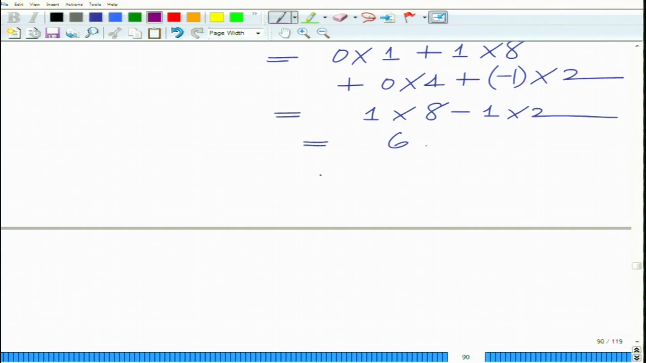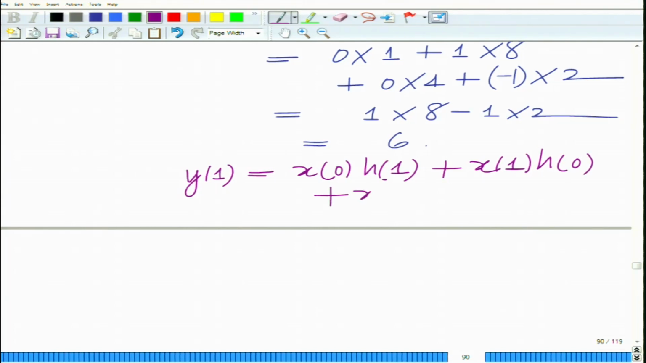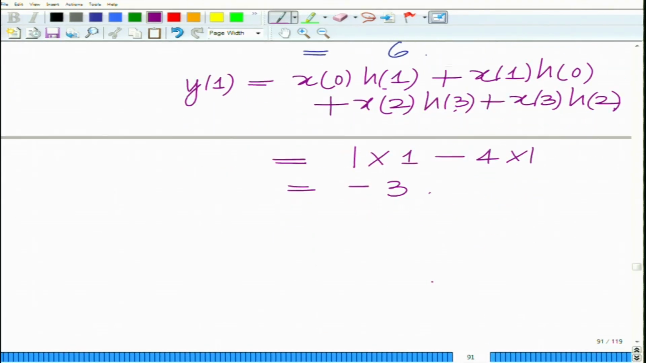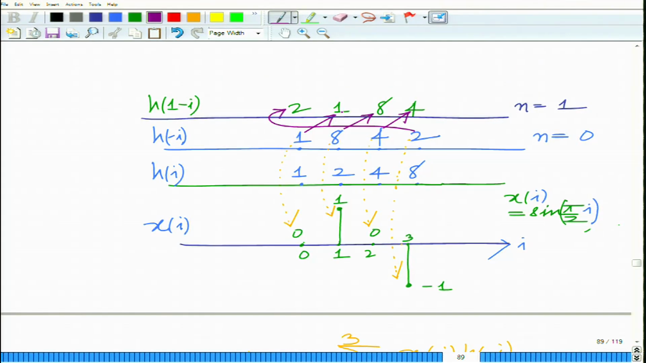Okay. So, y of 1 will therefore be x of 0 into h of 1 plus x of 1 into h of 1 minus 1, that is h of 0, plus x of 2 into h of 1 minus 2, h of minus 1 modulo 4 is h of 3, plus x of 3 into h of 2. Okay. And you can simplify this, that will be 1 into 1 minus 4 into 1, which is equal to minus 3. Okay, and that you can see from the figure also, that will be 2 into 0 plus 1 into 1, that is 1, plus 8 into 0 minus 4 into 1. So, that is 1 minus 4, that is minus 3.